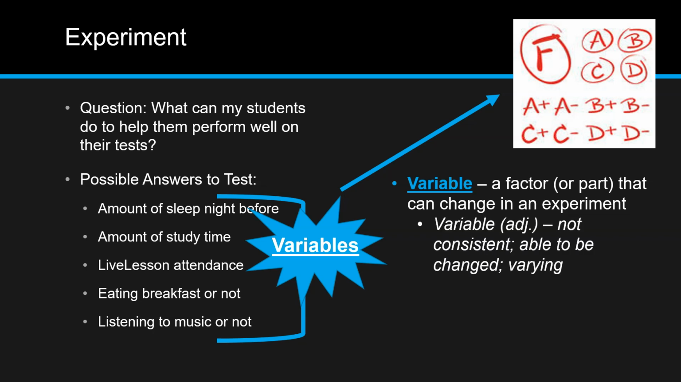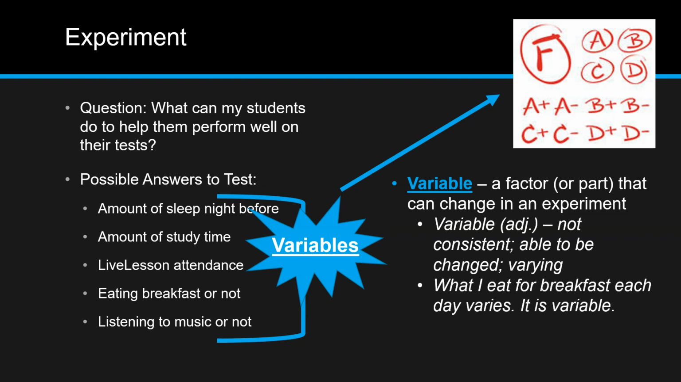If I look up the word variable in the dictionary and I look at the adjective form, the describing word, it says not consistent, able to be changed, varying. I can also use it in a sentence. What I eat for breakfast each day varies. It is variable. Some days I eat eggs, other days I eat cereal.